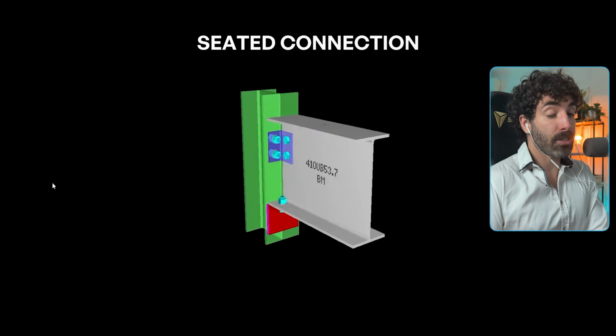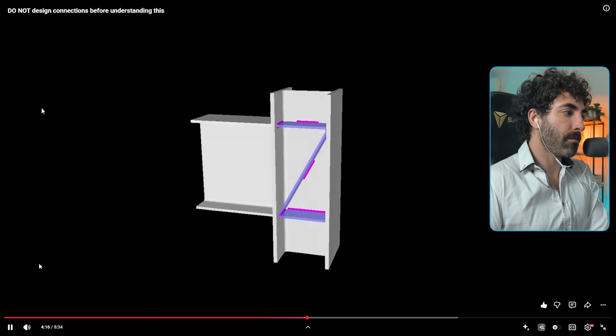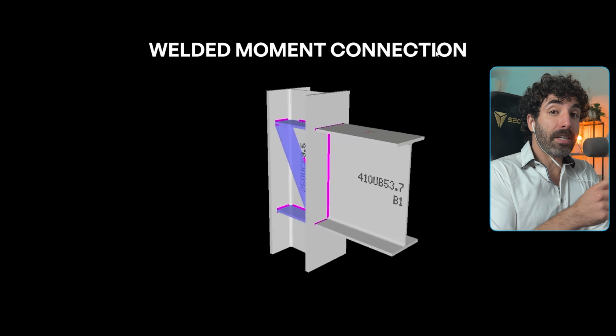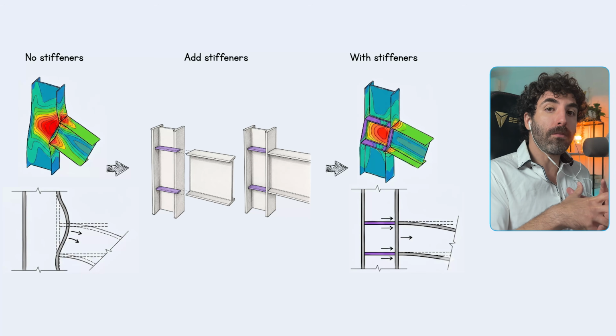That's a seated connection. And for the moment connections, this is a welded connection between beam and column with stiffeners. Yeah, exactly. That's a welded moment connection. These stiffeners are used where the local parts of the column need some help.